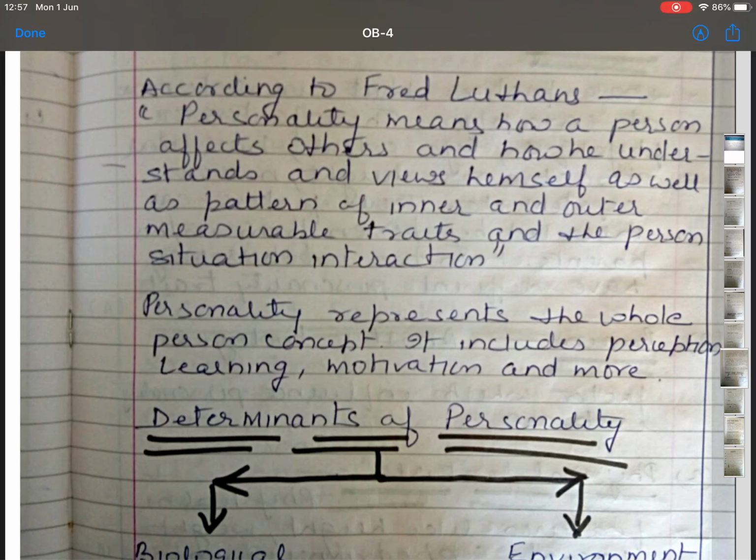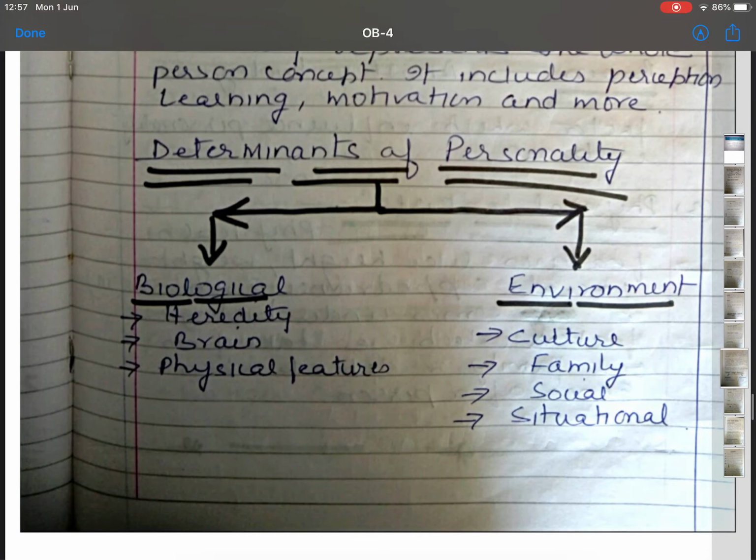Now comes the determinants of personality. There are mainly two types of determinants of personality. The first one is biological, the second one is environmental. Under biological, again there are three types: heredity, brain and physical features. And under environmental, there are four types, that is cultural, family, social, and situational.